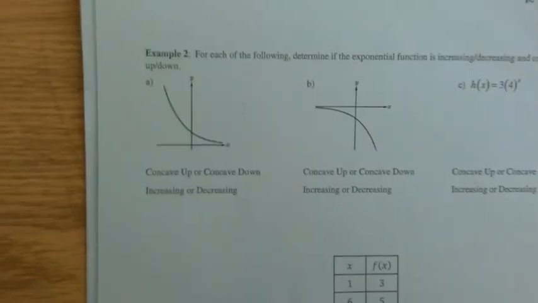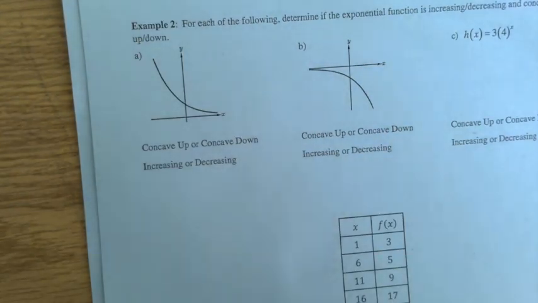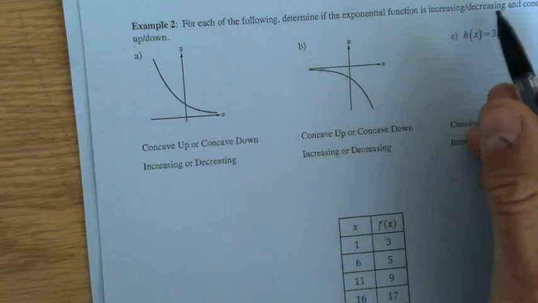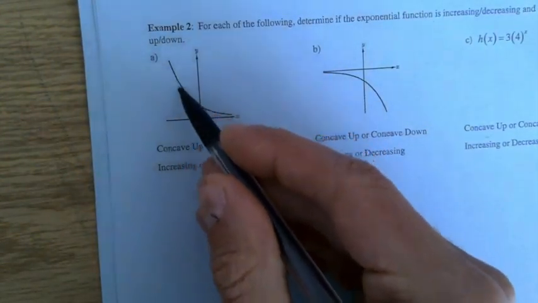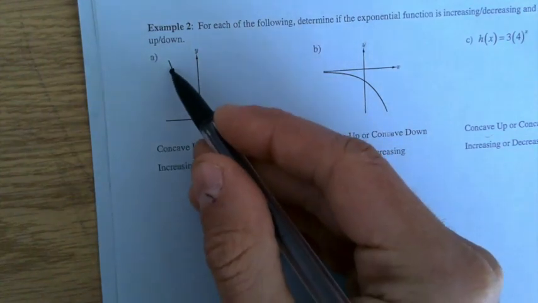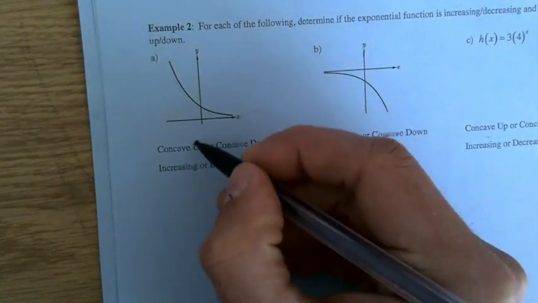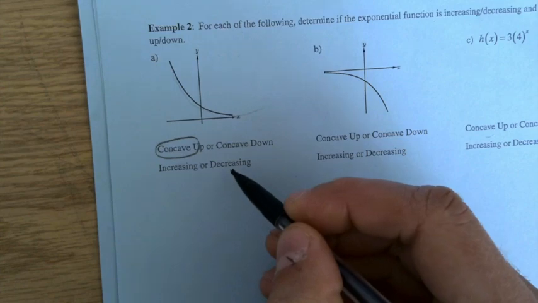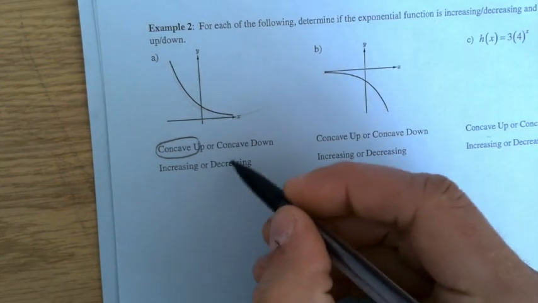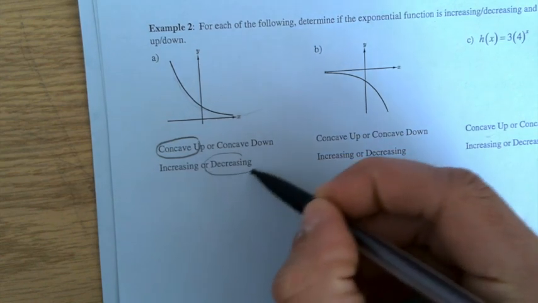Now, let's go to example 2. I want you to take a look. We want to determine if the exponential is increasing, decreasing, and concave up or down. In this case, this is pretty simple. The slope is negative, but getting less and less negative, which means it is concave up. Concave up, though, is not necessarily meaning increasing because this is going down, so decreasing.